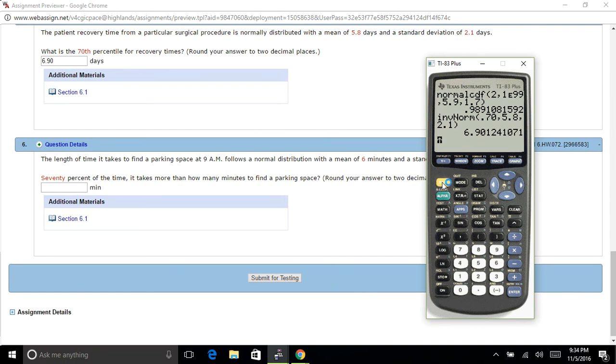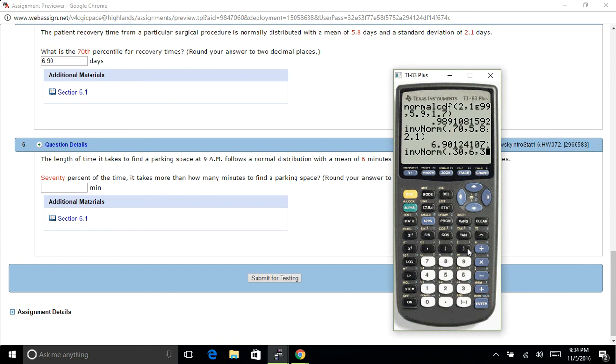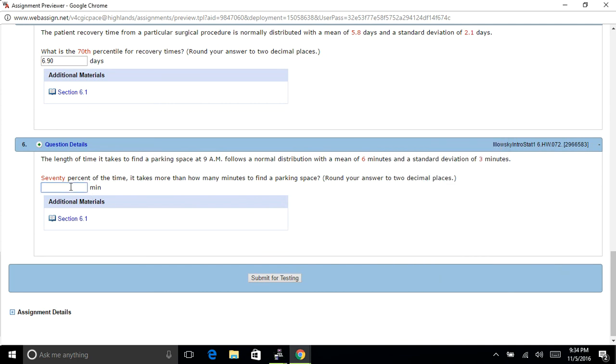So for this one, then it's going to be inverse norm 0.30, comma, because I want to know 70% of the time it takes how many more minutes. So I want the upper 70% of this data. I do my mean of 6 minutes, and then I do my standard deviation of 3. I close it, and I get 4.423. So let's do 4.43. That's how many minutes.